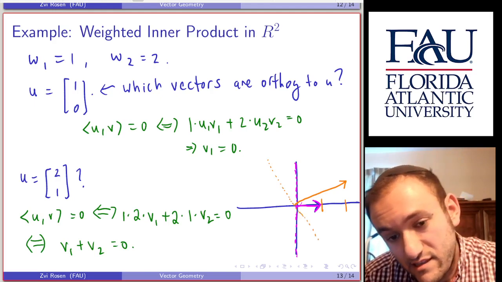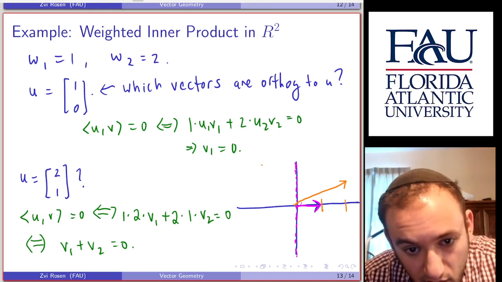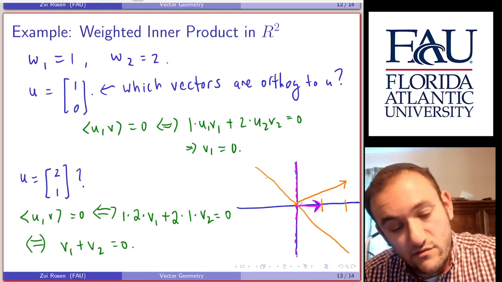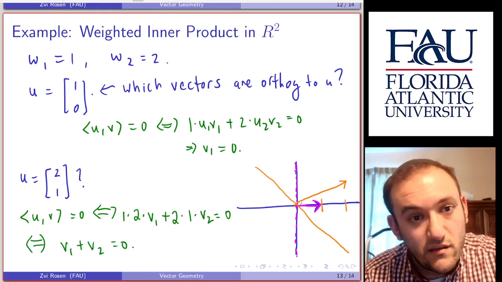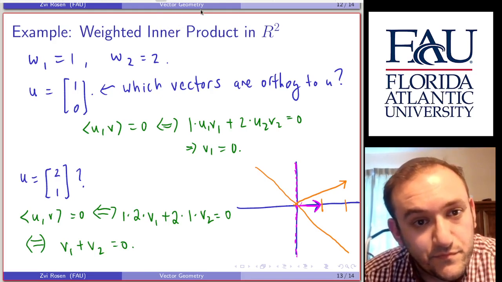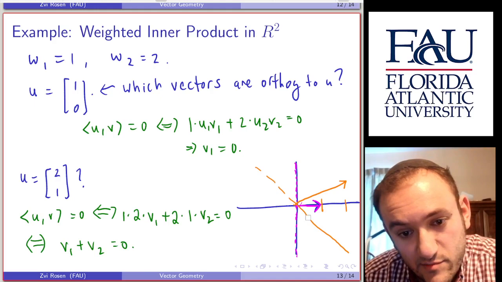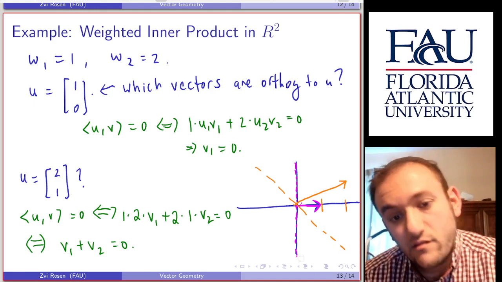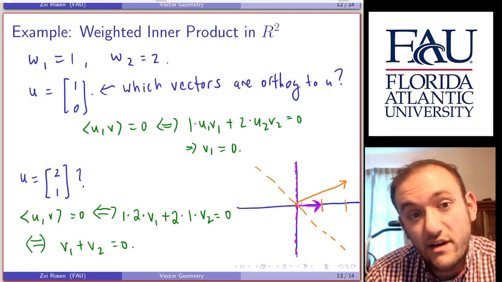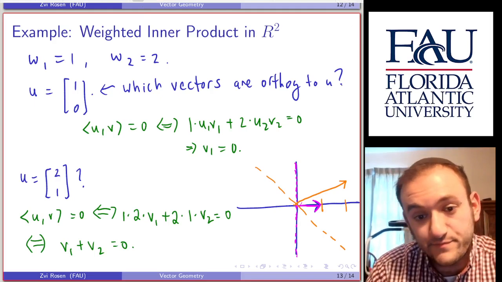Okay, so as you can see, let's get the rough outline. Okay, so these do not look like they would be orthogonal under the normal dot product, and indeed they wouldn't be, but under this unusual weighted inner product, they are orthogonal.